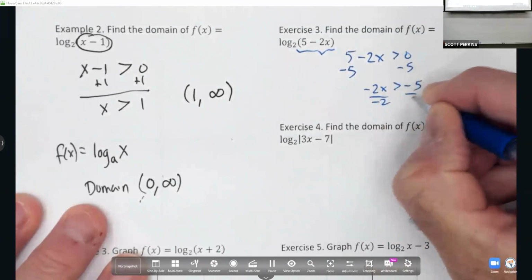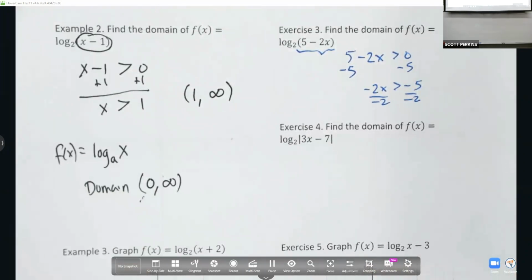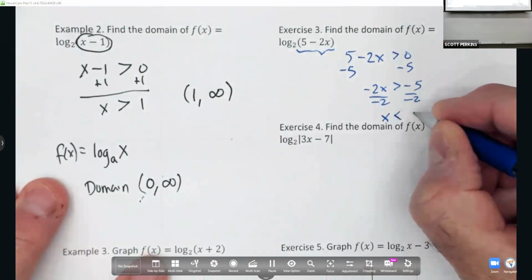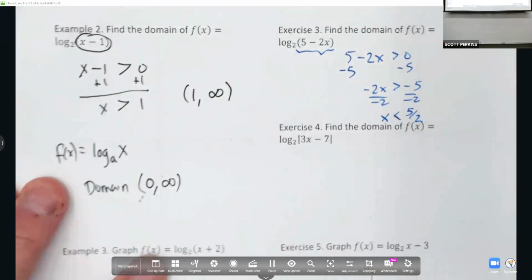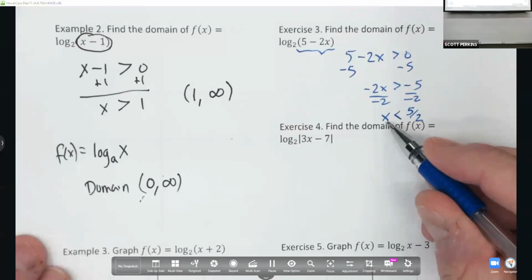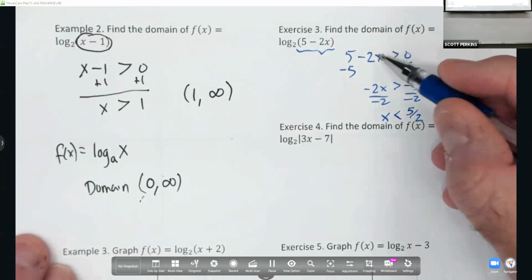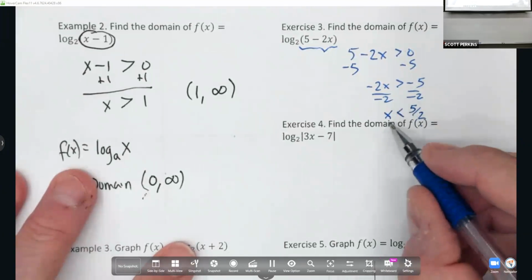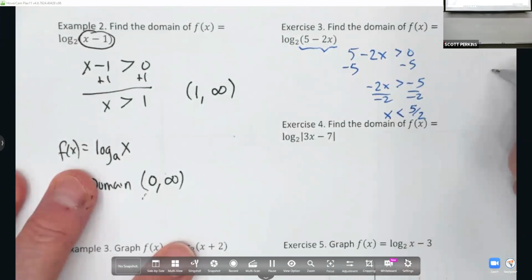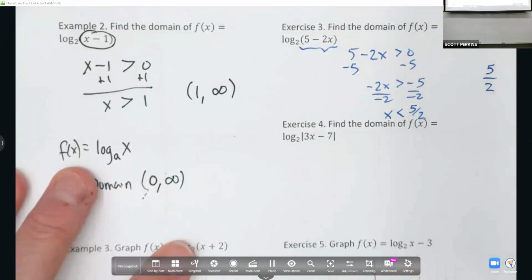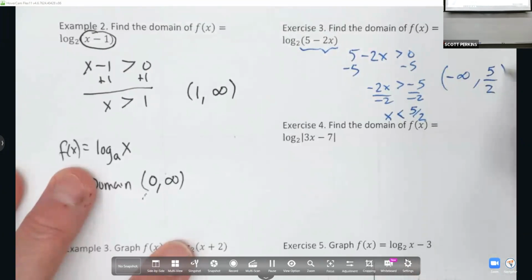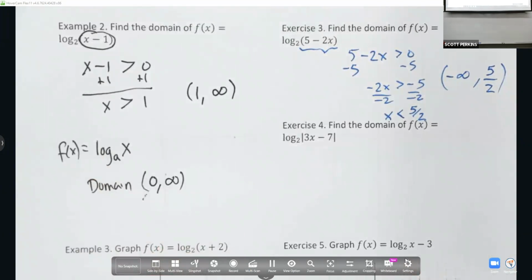Divide both sides by negative 2. This is just a little reflection on solving inequalities from way back at the beginning of our class time together. That means I have to flip the inequality sign, and it becomes x less than 5 over 2. So any x value less than 5 over 2 will produce a positive result that I can take the logarithm of. Since all of my values are less than 5 over 2, that means 5 over 2 is the upper bound of my interval, and everything is going to be below that. So negative infinity to 5 over 2, and I put parentheses around both sides.